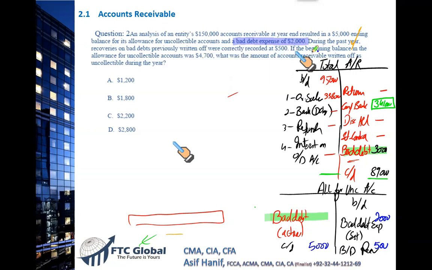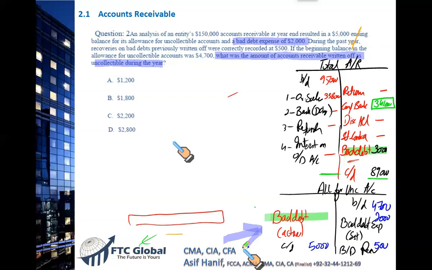It further says if the beginning balance on the allowance for uncollectible account was 4,700, find what is the amount of account receivables written off as uncollectible during the year. You have to find the actual bad debts. The actual bad debts, that's it. This is what you need to find out.